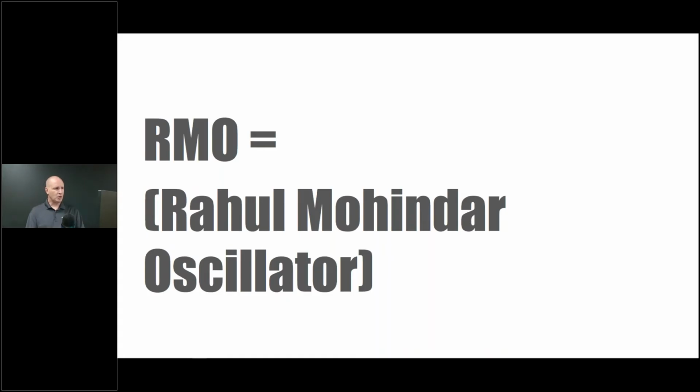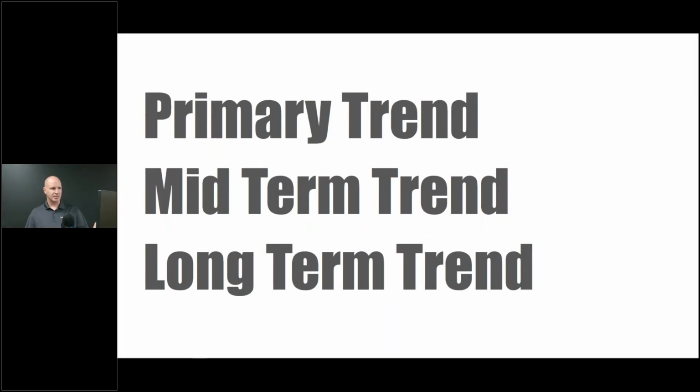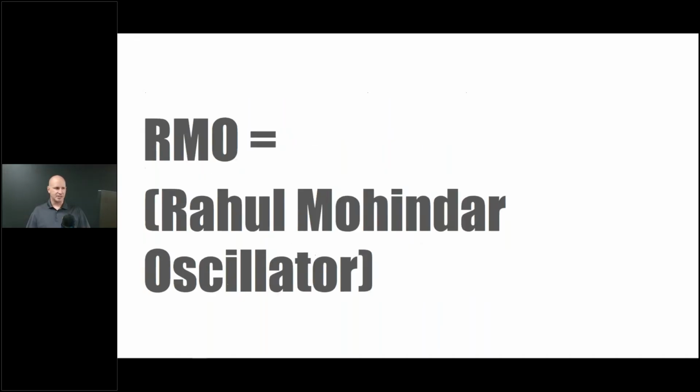So this gentleman, Rahul Mohinder, developed a system that actually looks at all three of these. It looks at the primary trend, the midterm trend, and the long-term trend to help us identify opportunities. Rahul Mohinder is an amazing trader. He's based out of India. He's one of our great partners here at MetaStock, has been teaching people to trade for decades now. He actually uses this system in his daily trading because it's so powerful at looking at different time frames.